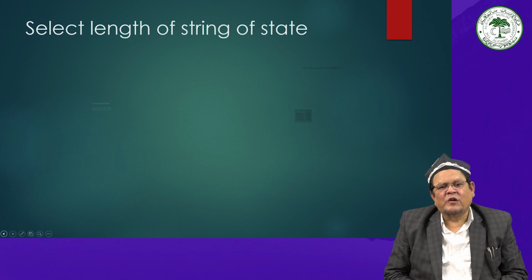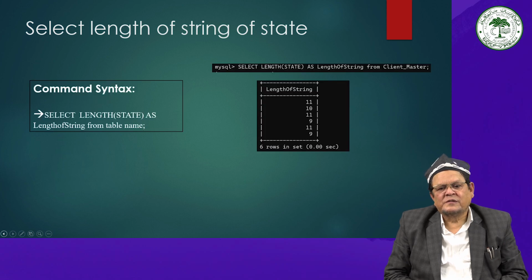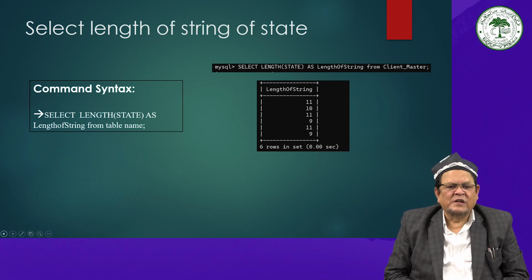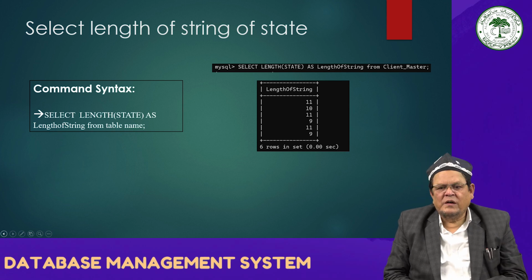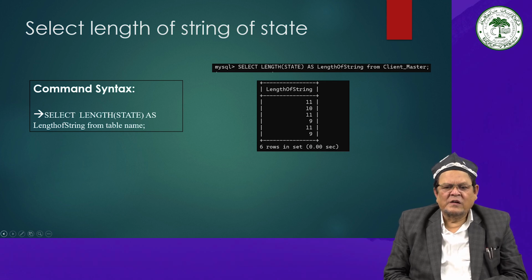Select the length of the string of the state. Before it was for the city, here I'll take an example for the state. You have to write SELECT LENGTH(state) AS length_of_a_string FROM client_master. Already I have used client_master as the table. So the result will be like that: length of a string is 11, 10, 11, 9, 11 and 9 for the state.